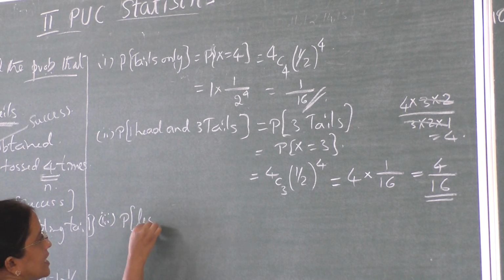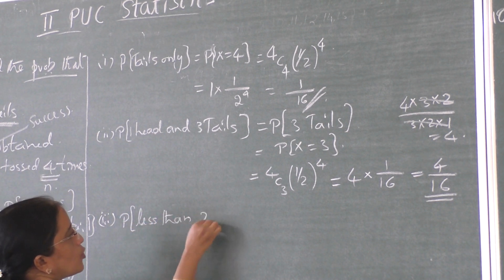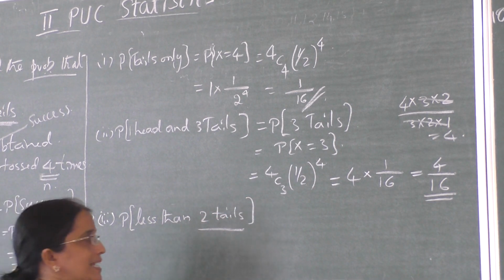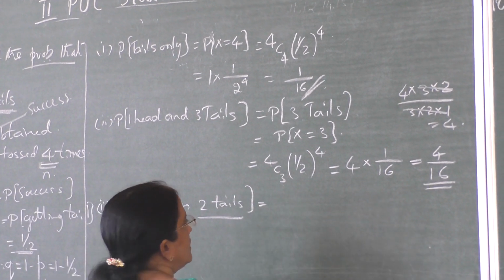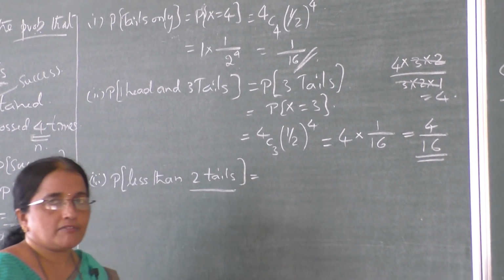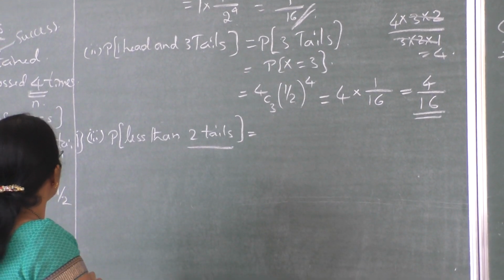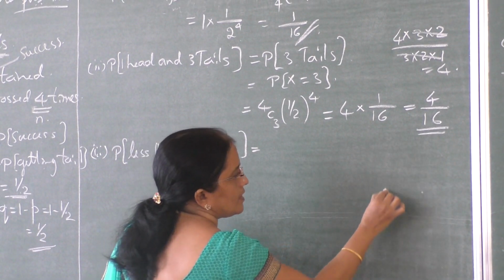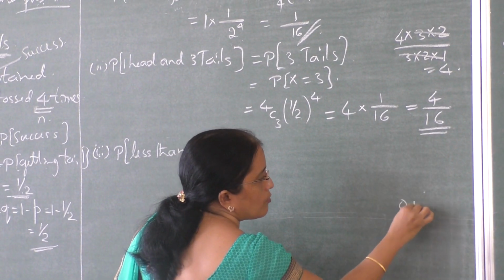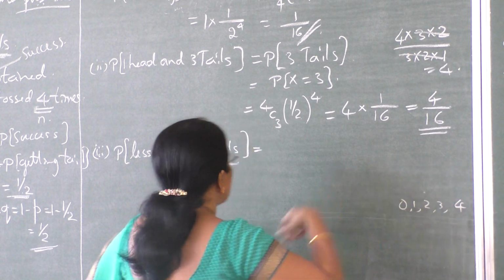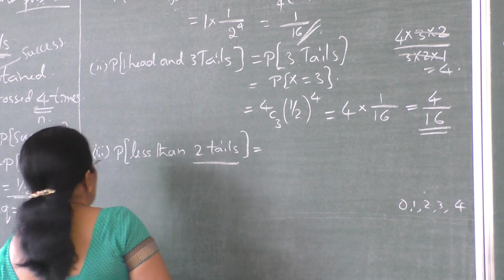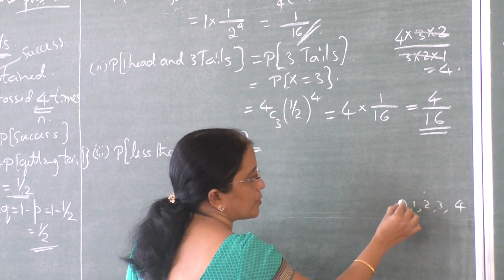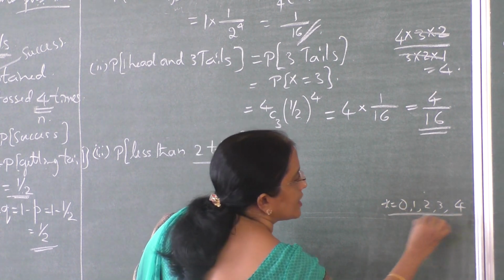Less than 2 tails. Be careful about inequalities. Here, how to decide which are the values taken by the variable x? For that, always go through the range. In this problem, you can observe the range is 0, 1, 2, 3, 4. This is the range, right? You have written it earlier while writing the probability mass function, x is equal to 0, 1, 2, 3, 4. This is called the range.